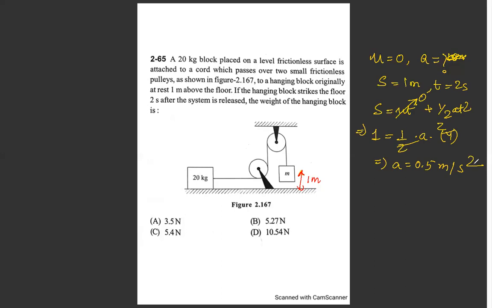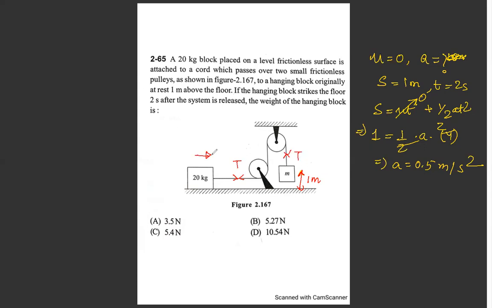Now we are required to find out the weight of the hanging block. How to find out the weight of the hanging block? All the forces that have been applied here, if you draw the free body diagram of all the things here, what forces are there? An internal force of tension is also there. So here is tension T.